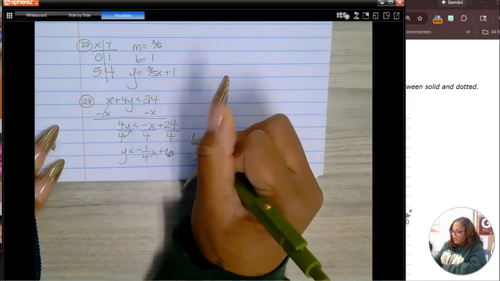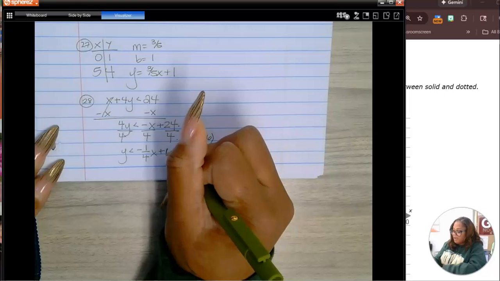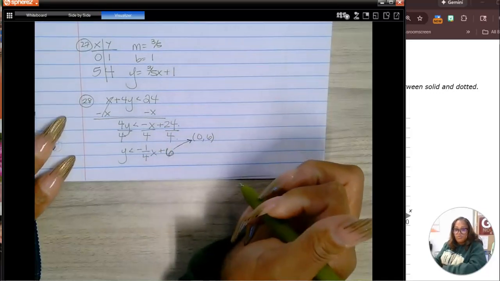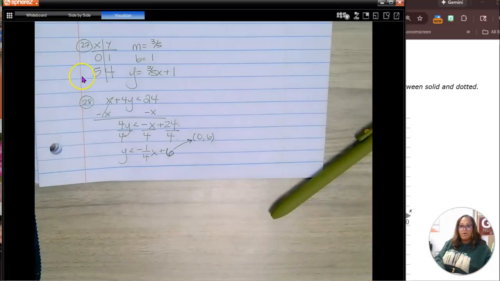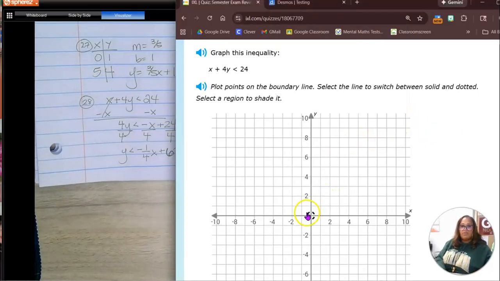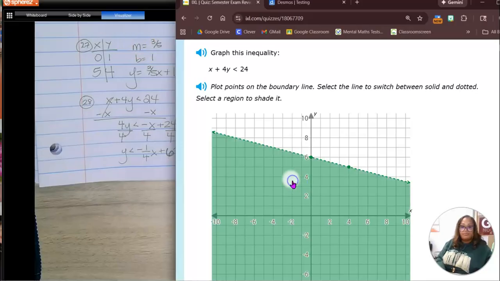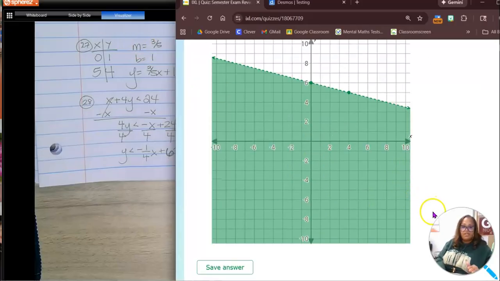Now I need to start with my y-intercept. 0, 6 is my y-intercept. And then my rise is negative 1, and my run is 4. So come here, start with 0, 6. Go down 1, and then over 4, 2, 3, 4. And then my line is dotted, so let's make it dotted. And then it says less than, because it makes an L, so then it'll be shaded below. And then that'll be my answer for that one.